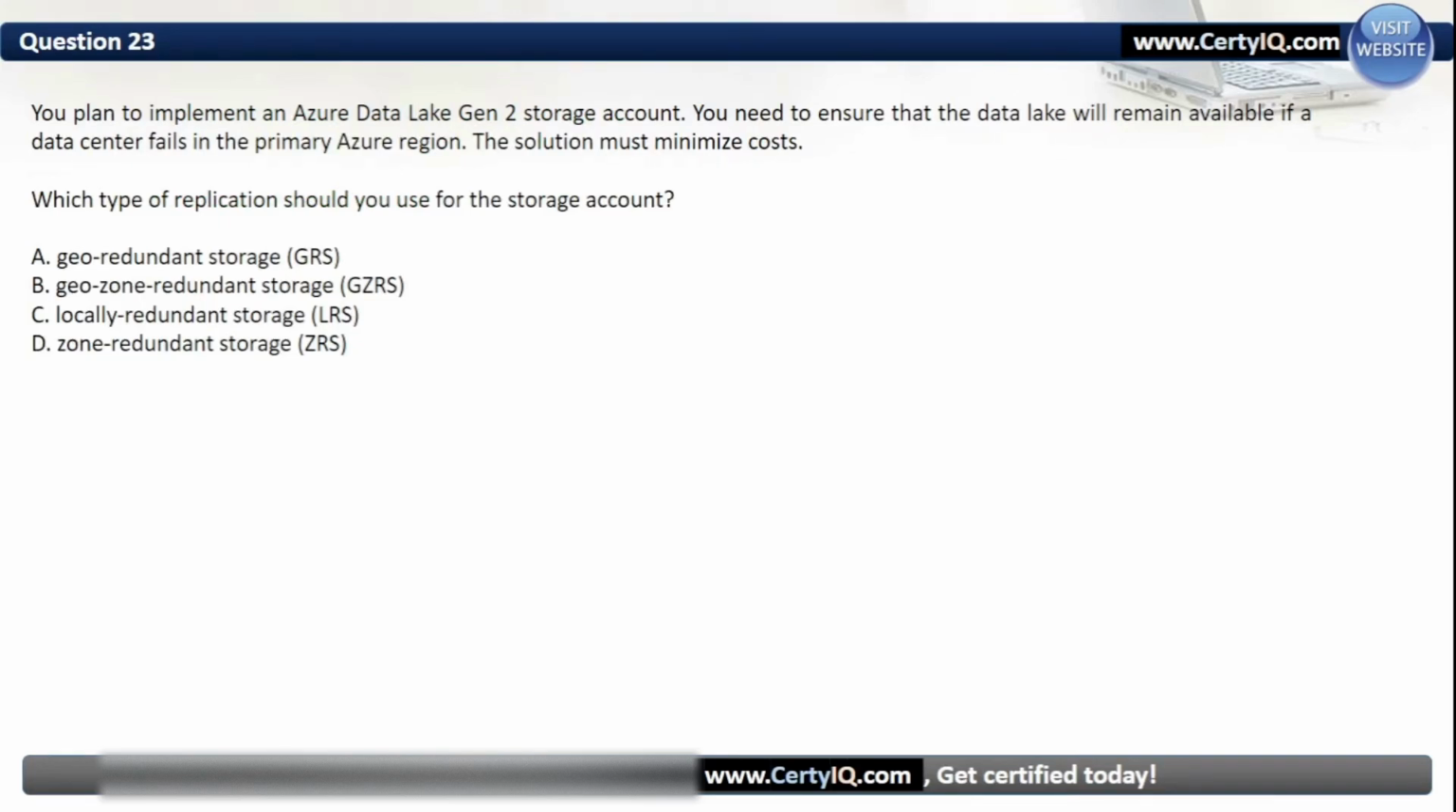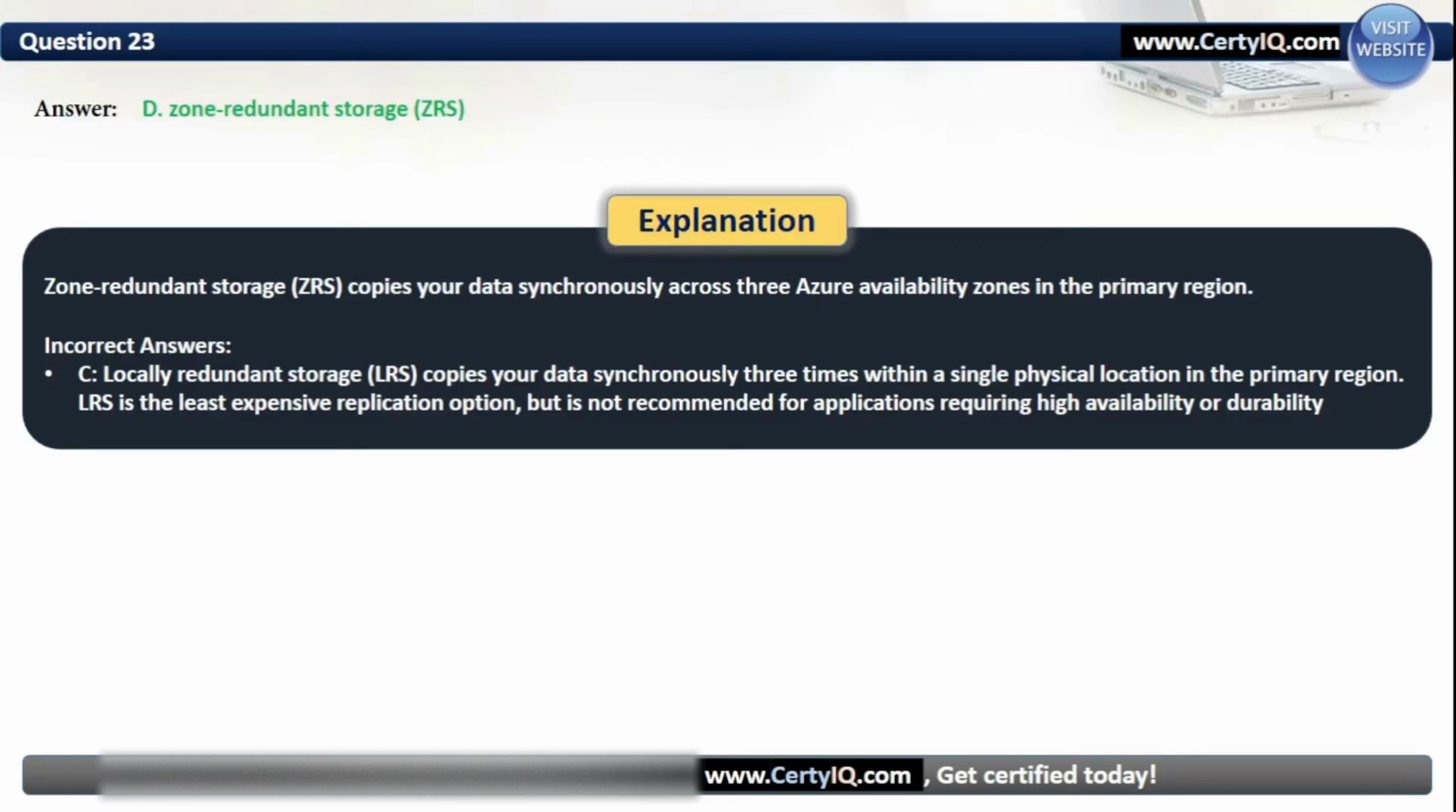Question 23. You plan to implement an Azure Data Lake Gen 2 storage account. You need to ensure that the data lake will remain available if a data center fails in the primary Azure region. The solution must minimize costs. Which type of replication should you use for the storage account? Our options are A. Geo-redundant storage, B. Geo-zone redundant storage, C. Locally redundant storage, or D. Zone redundant storage. The correct option is D. Zone redundant storage. Zone redundant storage copies the data synchronously across 3 Azure availability zones in the primary region.